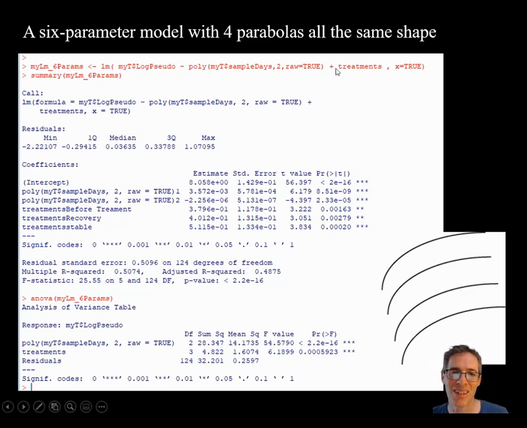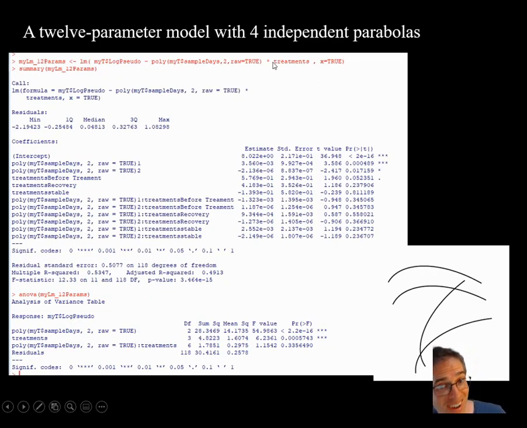But of course, instead of having a plus here, we could have a star. So we could say, let's allow the interaction terms. So let's allow the model to draw the best parabolas for all of the data. And that's going to be a 12-parameter model. And here are the 12 parameters here.